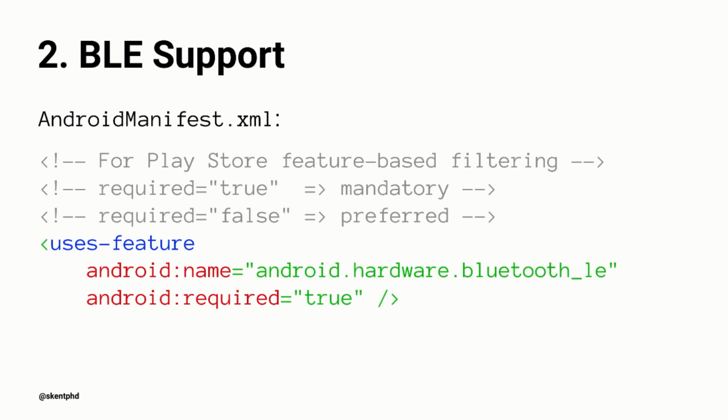So this app we were building was basically only functional if you had BLE support, so we elected to make BLE support required. Depending on whether it's primary or auxiliary in your application, you can make your own judgment call there.